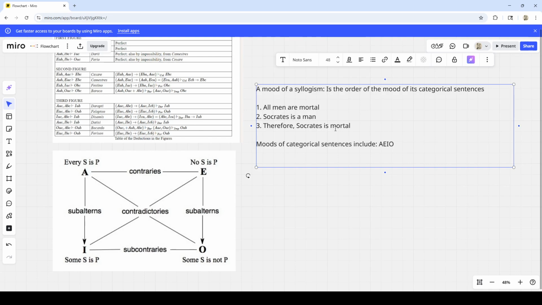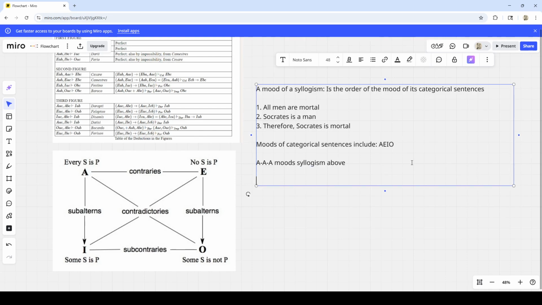Now we can classify each categorical sentence based on what it is. Here you see that "all men are mortal" is a universal affirmative. And then if you go to the second, you see "Socrates is a man." Now, this is where it might get a little complicated, because this is an example of a Barbara syllogism, an AAA mood syllogism above.